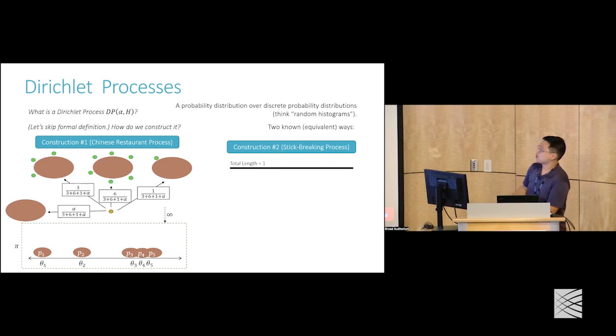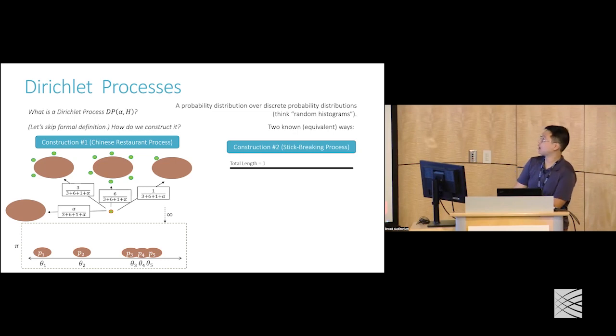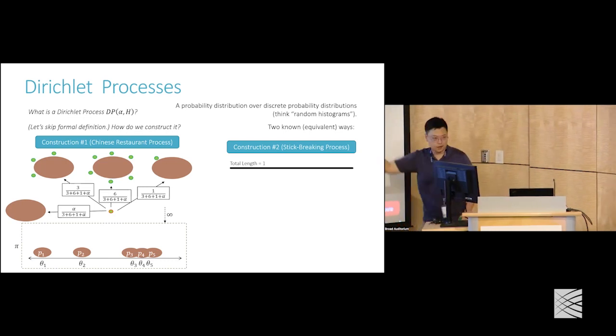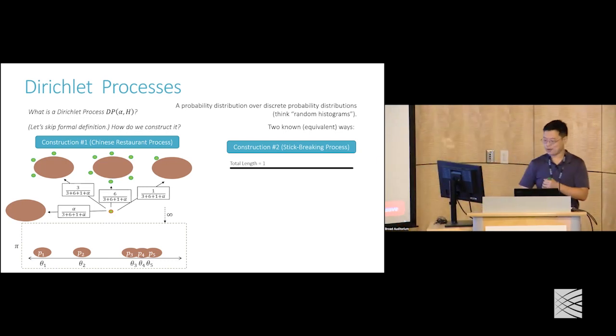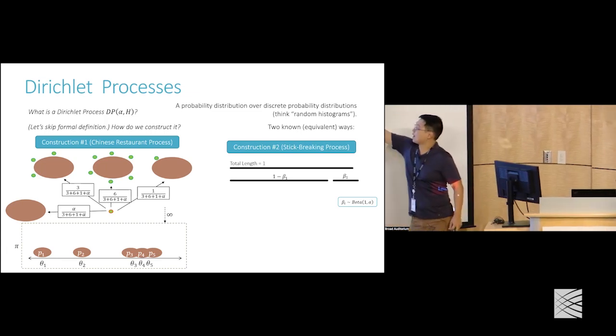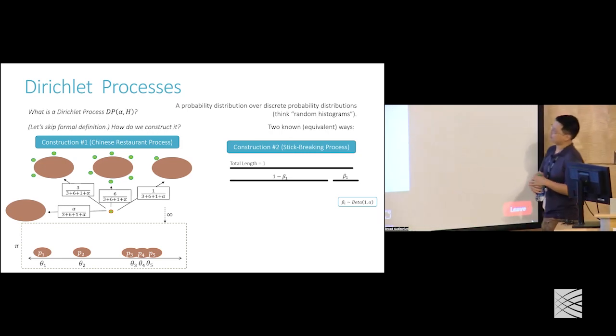Now, the second construction is the stick breaking process. This is something that you'll see in a lot of implementations of Dirichlet processes in inference. The idea is that we're going to start with a wooden stick of length 1, and we're going to start chopping it off. The way we're going to chop it off is that we're going to sample a bunch of numbers, which we label beta i's, and they're going to be distributed according to a beta distribution with parameters 1 and alpha.